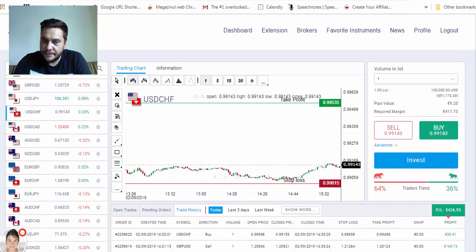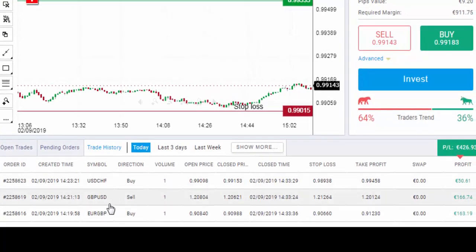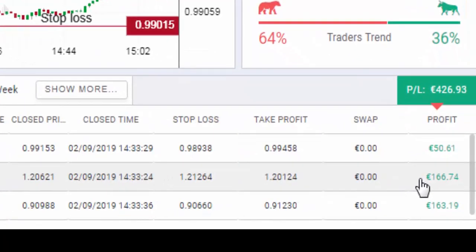As you can see here, we have US dollar Swiss franc with an open price of 0.99098 and a close price of 0.99153. It was a buy, and we have 50 euro profit. The second one, GBP USD, it was an open price of 1.20804 and the close price of 1.20621. It was a sell, and with a 166 euro profit. This is incredible.